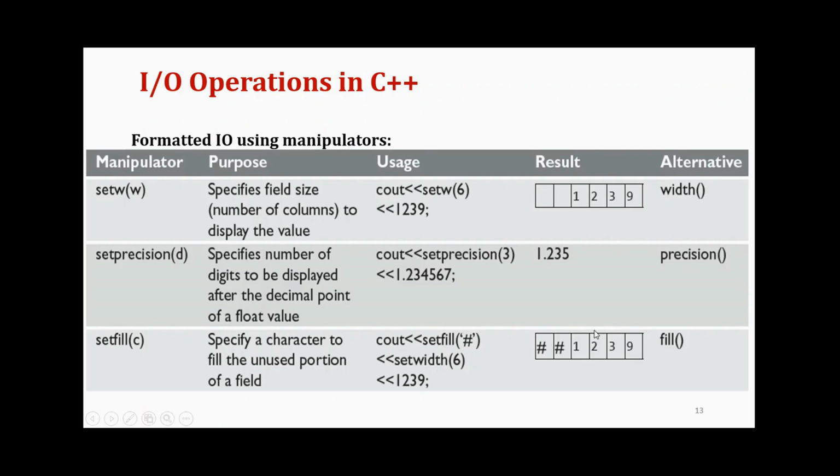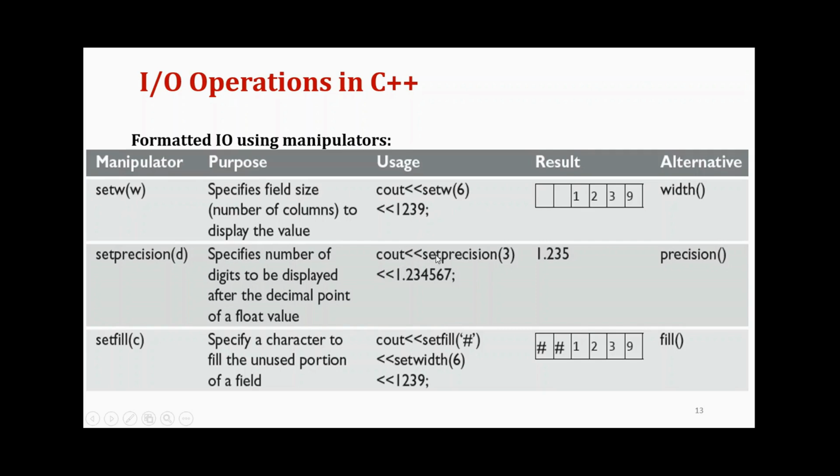So let us see the example. The same functionality, but here manipulators are used, not functions. So here I just included iomanip in the header file. The same example. So cout setw. setw is the function name, and inside that I specify how many columns. Six columns. So 1, 2, 3, 4 are actually used, and the remaining 2 are empty.